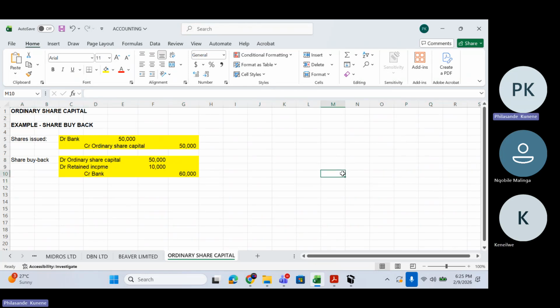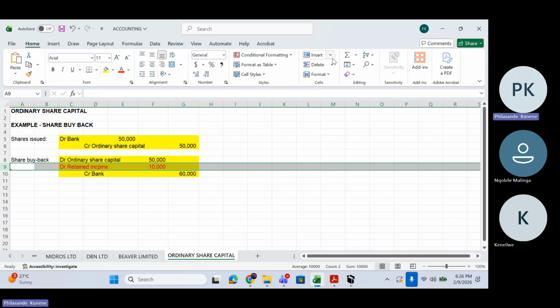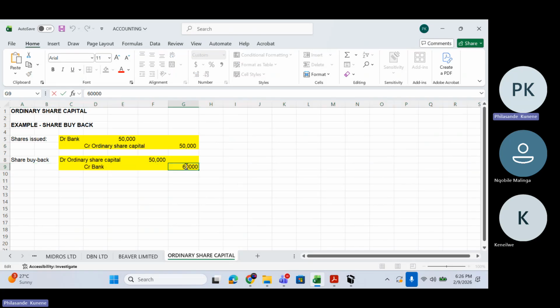Now you see the difference between the two. We're only doing this if we're buying back shares at a price higher than what we issued them for. I issued shares at 50,000, but I'm buying them back at 60,000 rand. Then I'll debit ordinary share capital as 50,000, and the difference will go to retained income. That is the only time you will see retained income as part of this topic. But if I do this at 50,000, there will be no retained income in this situation.